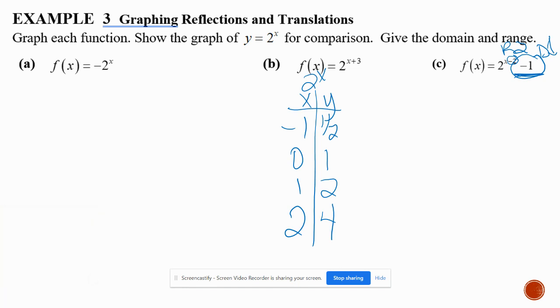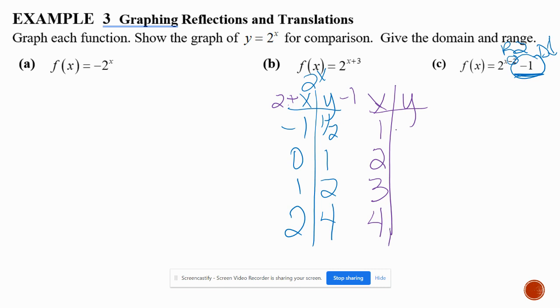For our transformations, we're going to add 2 to the x because of the right 2 and subtract 1 from the y for the down 1. That makes my new table. -1 plus 2 is 1. 0 plus 2 is 2. 1 plus 2 is 3. 2 plus 2 is 4.